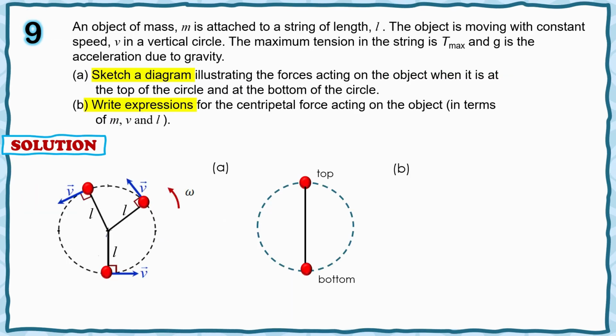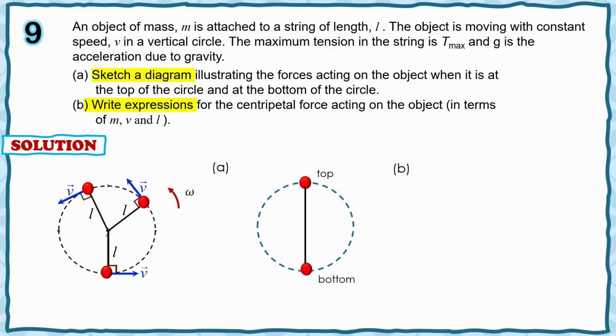Okay, for question number 9, it is quite simple because the object is moving with a constant speed in the vertical circle. The red color represents the object with the mass m, and the string length is L, which also represents the radius of the circular path. First, you need to sketch a diagram illustrating the forces acting on the object when it is at the top and at the bottom of the circle.